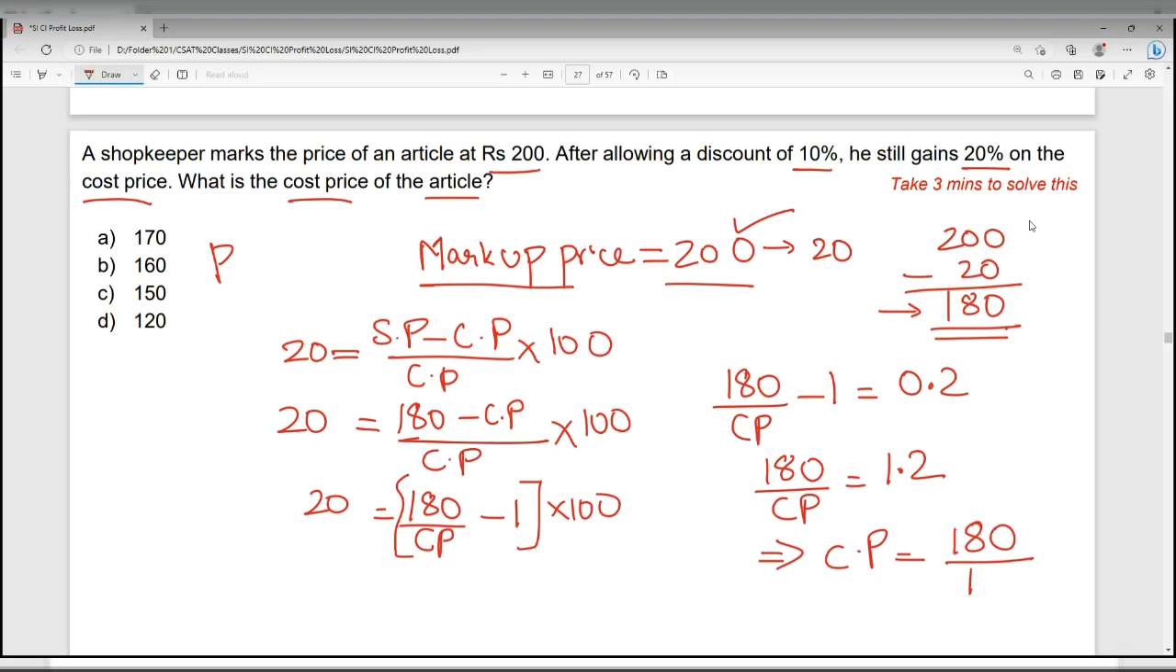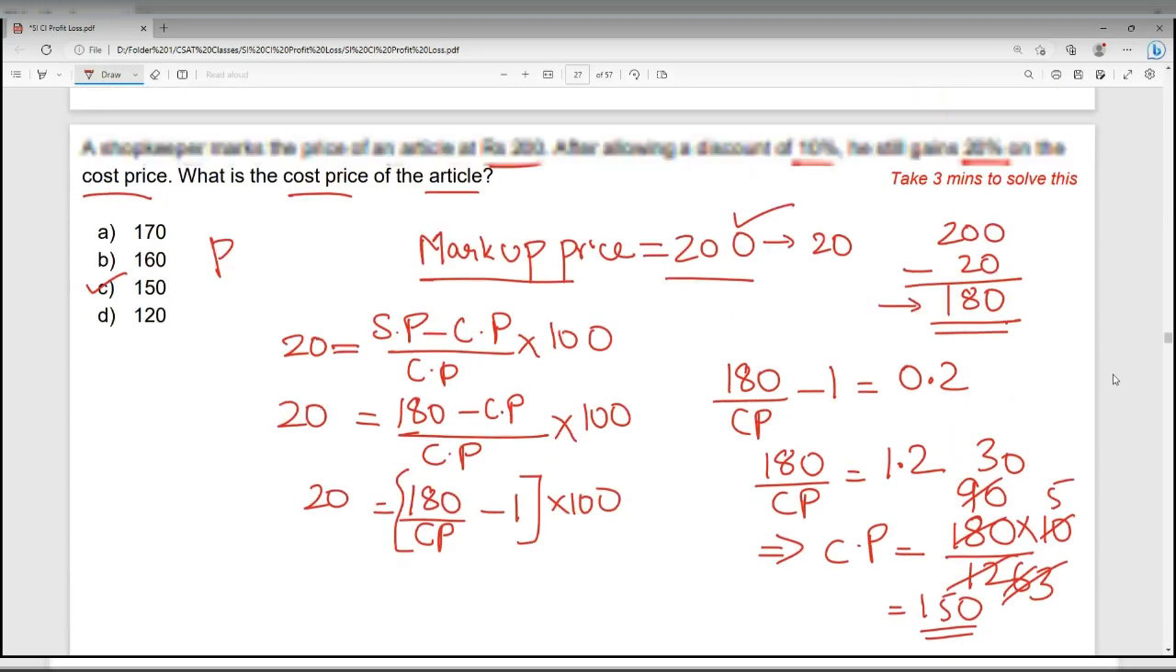1.2, I'll write this as 12 into 10. 6 twos are 12, 6 nines are 54, 3 twos are 6, 5 fives are 25... so the cost price is 150. The cost price of the article is 150. I hope you've got this. If you have any doubts, please ask.